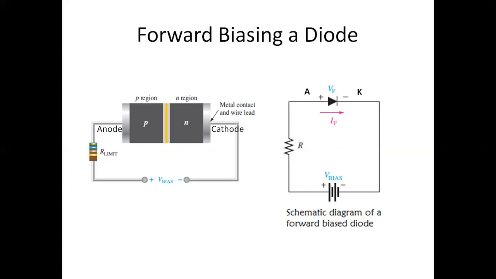And that current that flows through the diode when the diode is forward biased is referred to as the forward current.